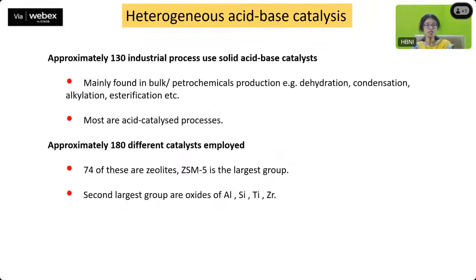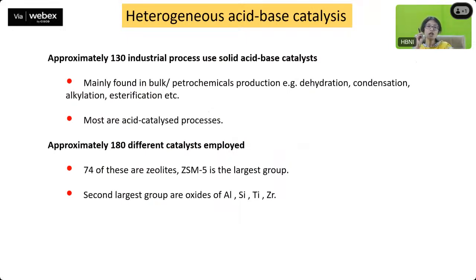If you see, for heterogeneous acid-base catalysts, approximately 130 industrial processes use solid acid-base catalysts. Mainly found in petrochemicals production, for example dehydration, condensation, alkylation, esterification, and most of these are acid-catalyzed processes. Out of acid-base catalysts, again, acid-catalyzed processes are much more numerous compared to base-catalyzed reactions. And almost 180 different kinds of catalysts are being employed.